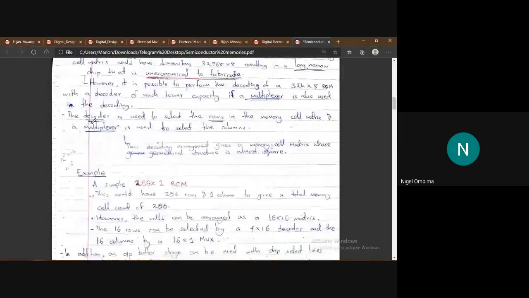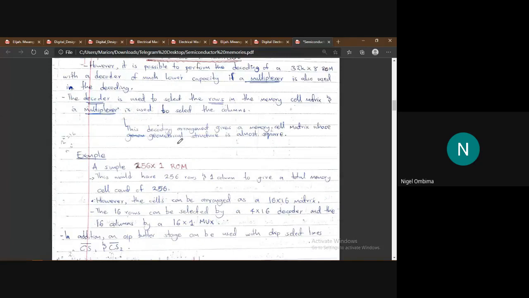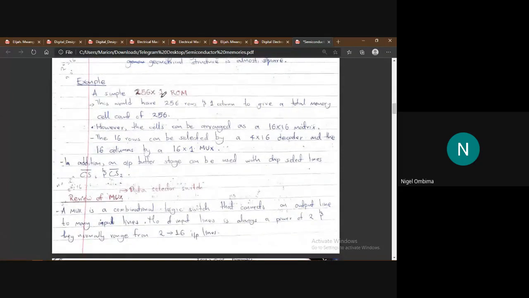So let's take an example. Here the decoder is used to select rows in a memory cell matrix, and a multiplexer is used to select columns in some of the ROM diagrams. An example is a simple 256 by 1 ROM. This would have 256 rows and 1 column to give a total memory cell count of 256. So instead of a 256 by 1 layout, we take the square root of 256 to get a 16 by 16 matrix, so that there will be 16 rows and 16 columns.